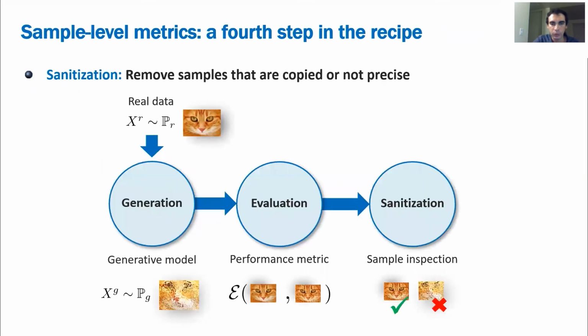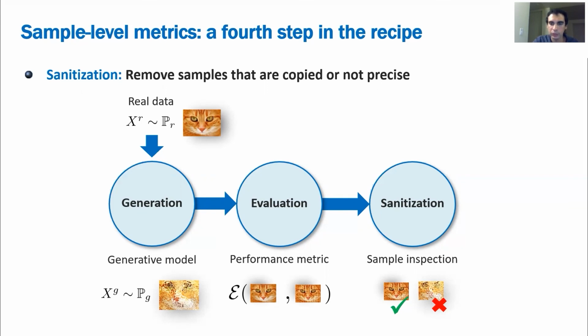Because of these sample level metrics that we have to evaluate generative models, we can add a fourth step to our recipe, which is sanitization. If we have a generative model that is generating very good samples, covers the real support, but also generates a lot of noise, we can remove the bad samples, the noisy samples, by looking at the precision metric on a sample level and removing samples that have low precision, meaning the samples that are outside the support of the real data.